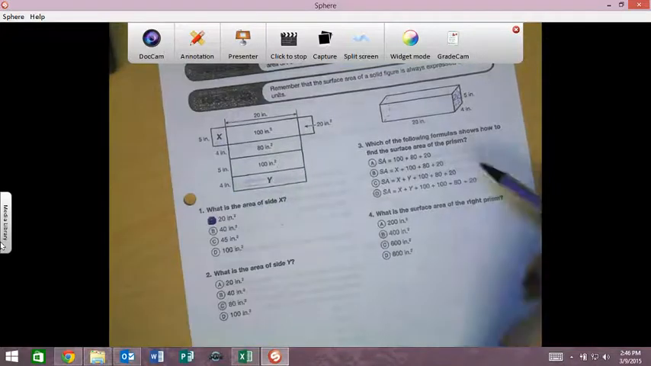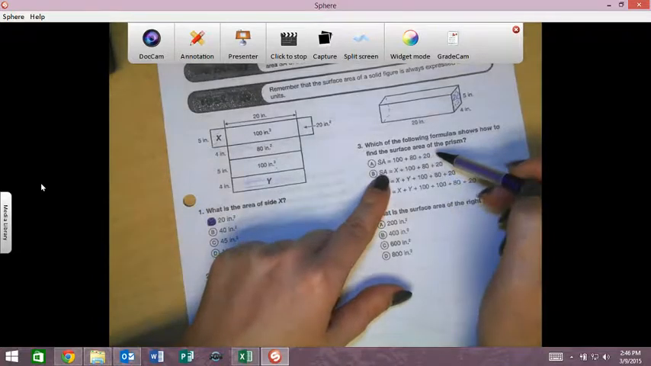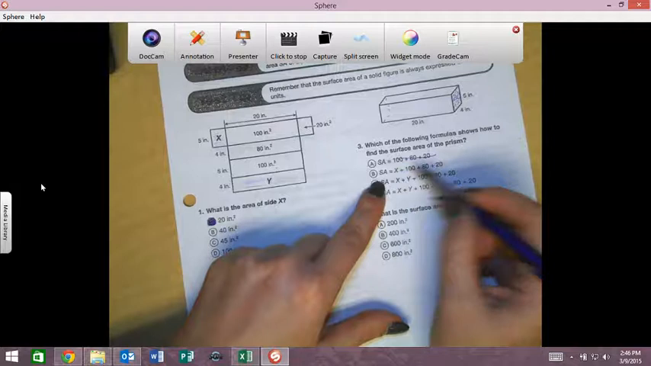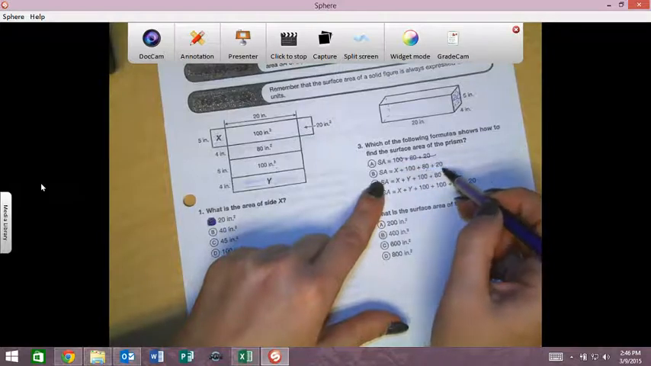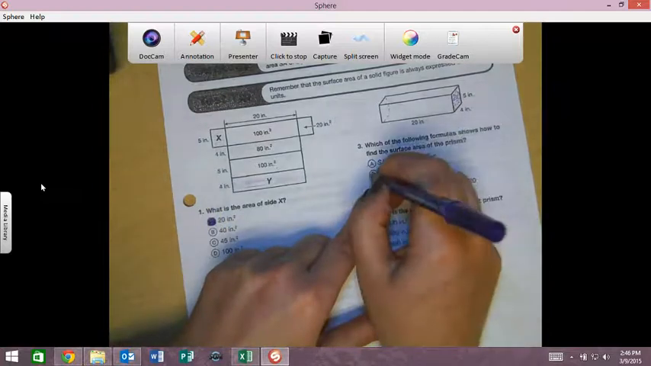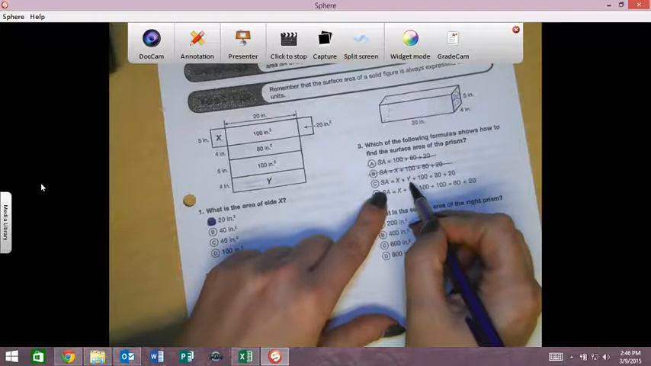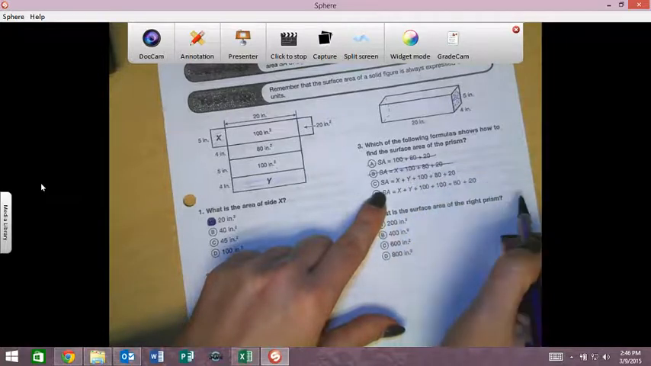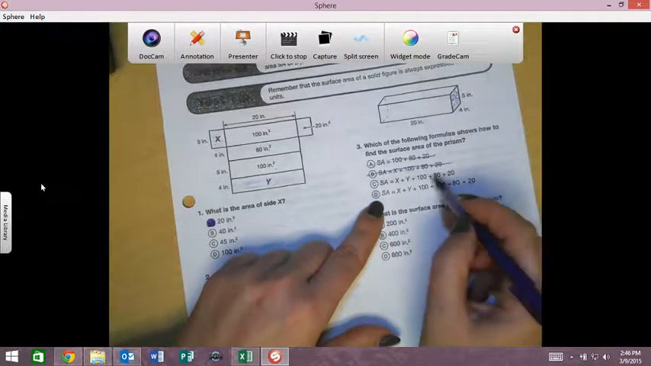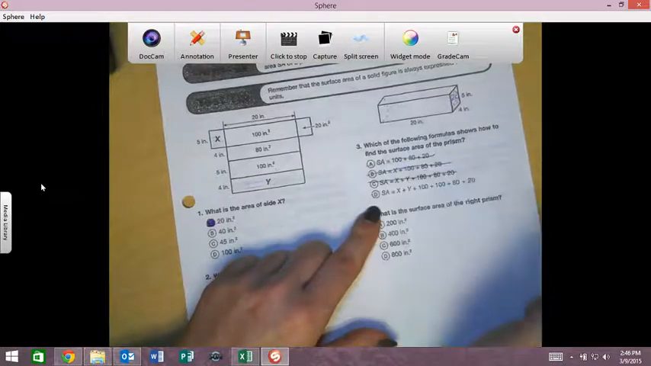So look through your choices. This one does 100 plus 80 plus 20, but it doesn't get all of our pieces. So that one's out. B has X plus 100 plus 80 plus 20. Again, doesn't get all of our pieces because we need this Y value in there as well. This one has X and Y, and then it has 100 plus 80 plus 20. Well, that is not going to give us everything that we need. We're missing one of the 5 by 20 pieces. We're missing the one of the 100 pieces.